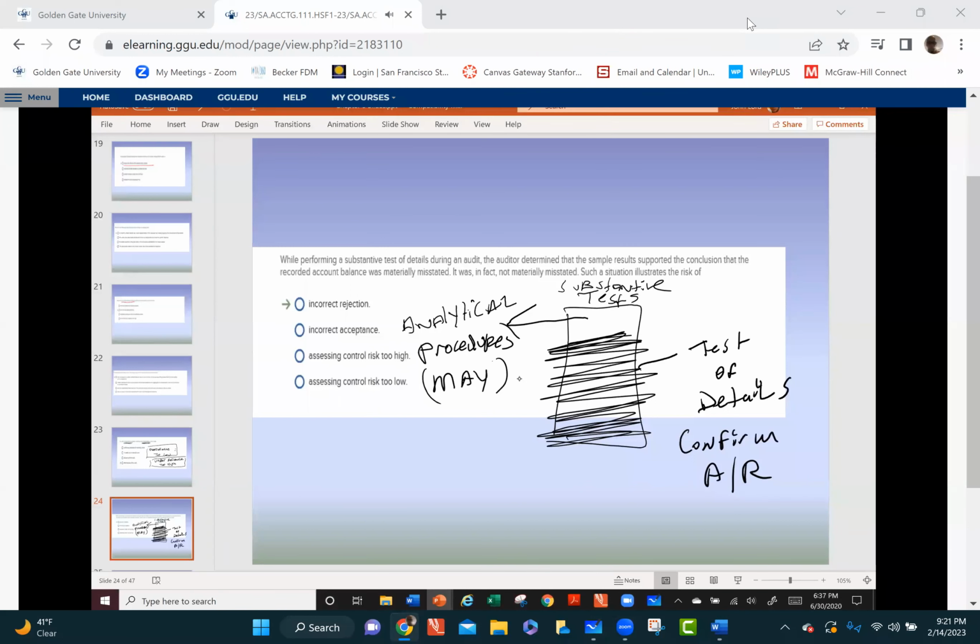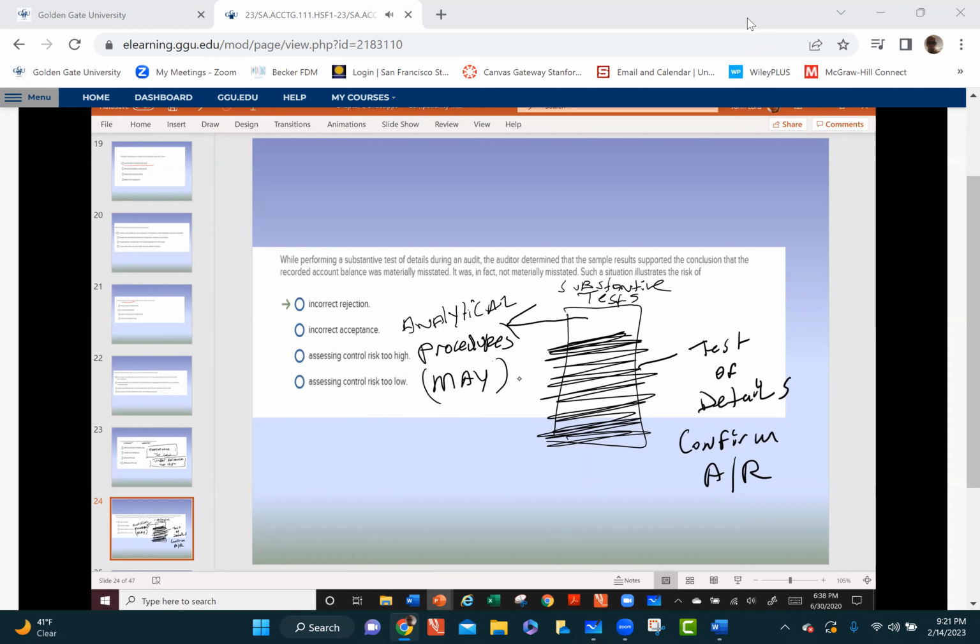Okay, the auditor determined that sample results support the conclusion that the recorded account balance was materially misstated. It in fact was not materially misstated. That's almost right off the flashcard-type item I showed you. We have what? We have suffered the risk of incorrect rejection. Our audit is not going to be what? It's not going to be efficient, and we will probably end up coming to the correct answer when we expand our sample size, et cetera, and try to get to the bottom of this.